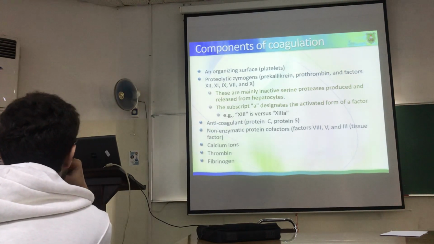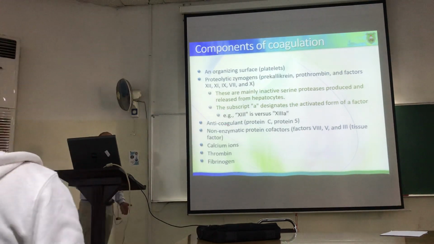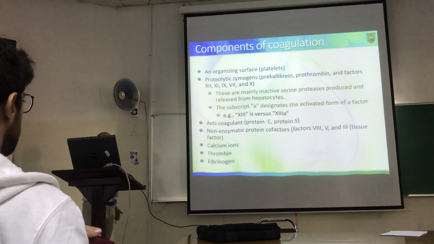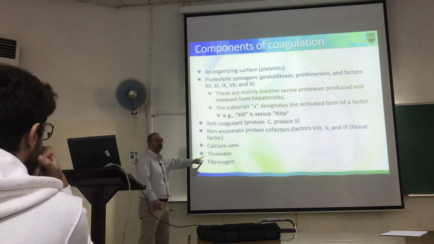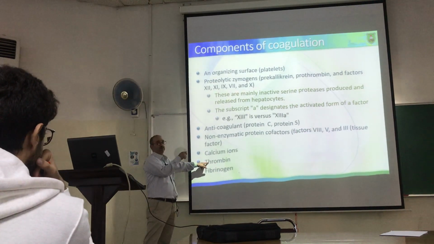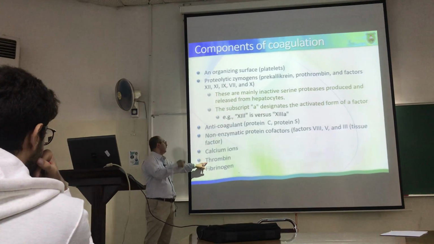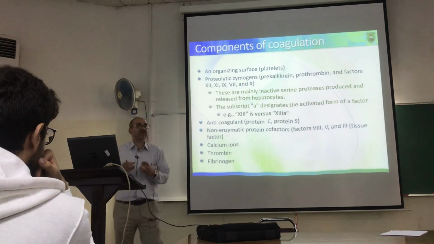But we also have anticoagulants. We'll talk about them at the end: protein C and S. So keep that in mind. And we have calcium ions. We have thrombin, which is also one of those zymogens as well. I could have written it in here. And we have fibrinogen, the protein that forms the clot itself.